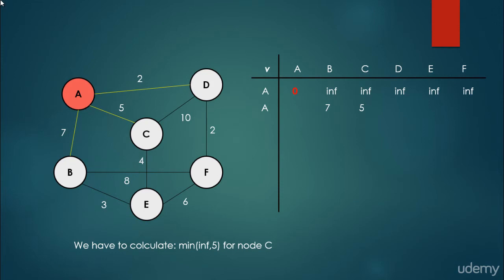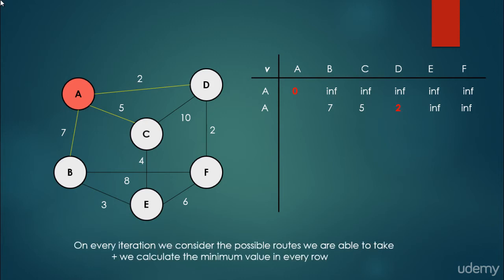What's the minimum of infinity and 5? Because it takes cost 5 to get from A to C. That is going to update the value for C. We can get to D with the cost 2, and of course 2 is less than infinity, that's why we update the value for D. But we are not able to go to E and F, and that's why we just have to copy the values from the row above. And in every iteration, we have to calculate what's the minimum value within this row. We come to the conclusion that it is the 2, so we hop to the node D.